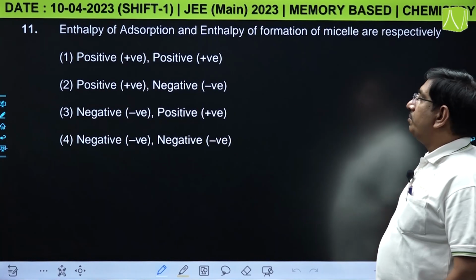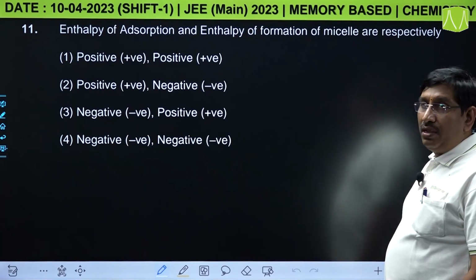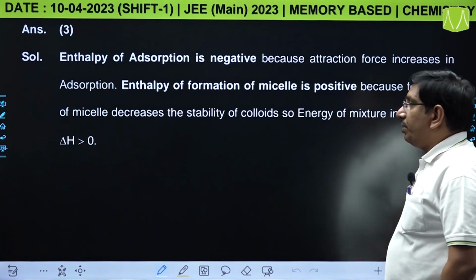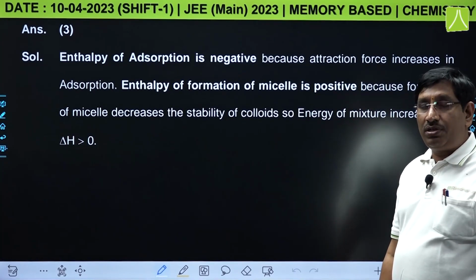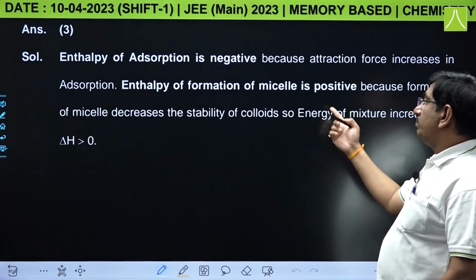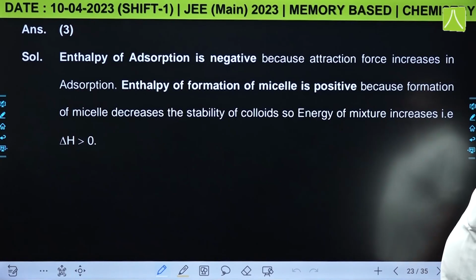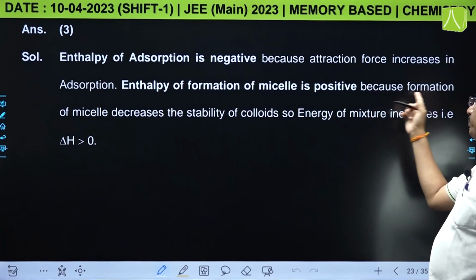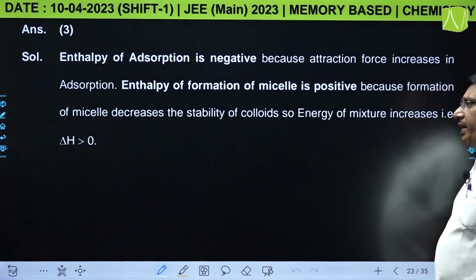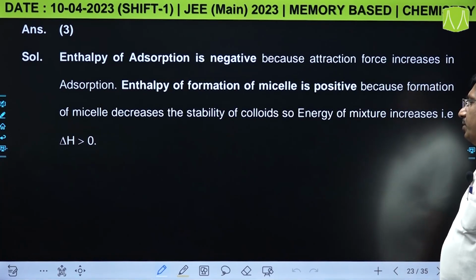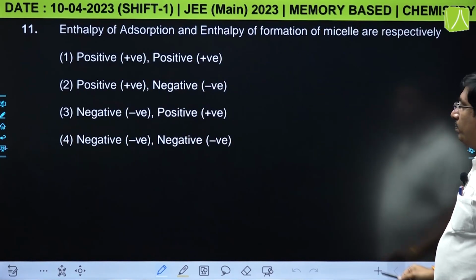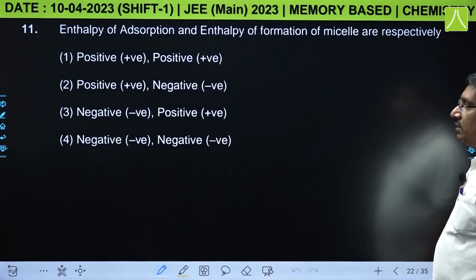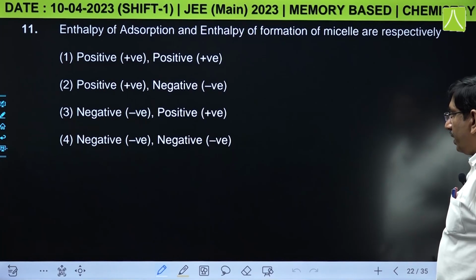Next, enthalpy of adsorption and enthalpy of formation of micelles are respectively. Here, enthalpy of adsorption is an exothermic process, so delta H is negative, but enthalpy of formation of micelle is an endothermic process, because the micelle formation is decreasing the stability of colloids. So, that is why the energy of the mixture is increasing. So, delta H is greater than 0. So, for adsorption, delta H is negative, and for enthalpy of formation, micelle formation, delta H is positive.